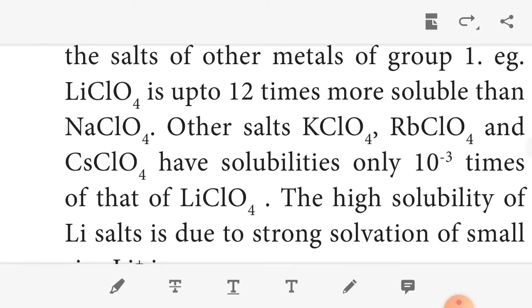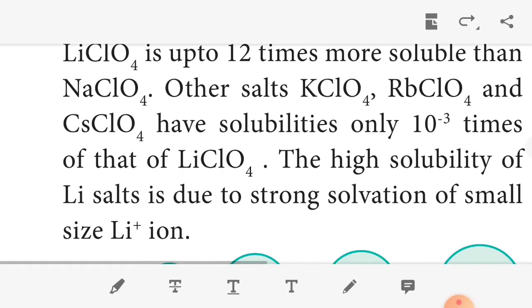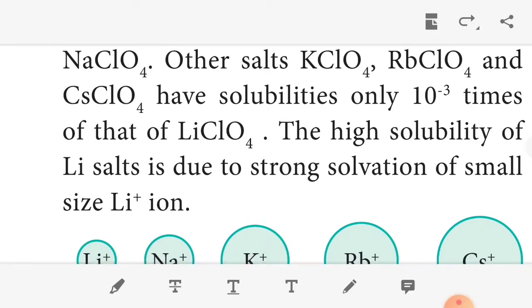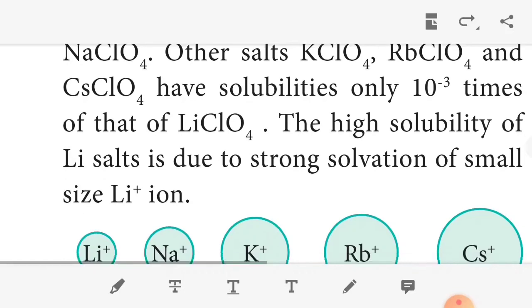For example, LiClO4 is about 12 times more soluble than NaClO4, then KClO4, then rubidium and cesium. Their solubility is only 10 power minus 3 times that of LiClO4. The high solubility of lithium salt is due to strong solvation of the small size. This happens because the size of lithium is small.